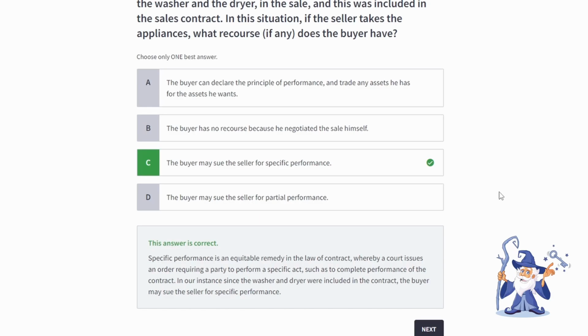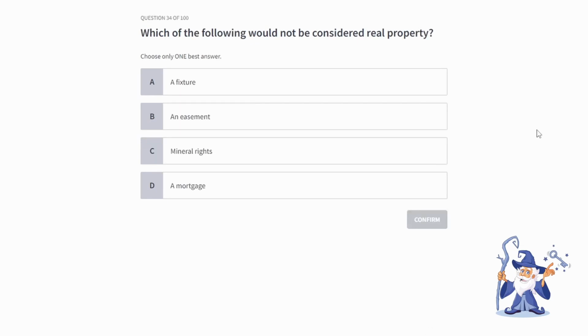But guys, when we're talking about these specific terms, we have to go by the textbook's terms. And when you hear specific performance, that is a remedy in the law of a contract, where a court essentially issues an order requiring a party to perform a specific act or action, and that's where they get that word specific performance. So in this case, since the washer and dryer were included in the contract, the buyer may sue the seller for specific performance. Makes sense? Hopefully.